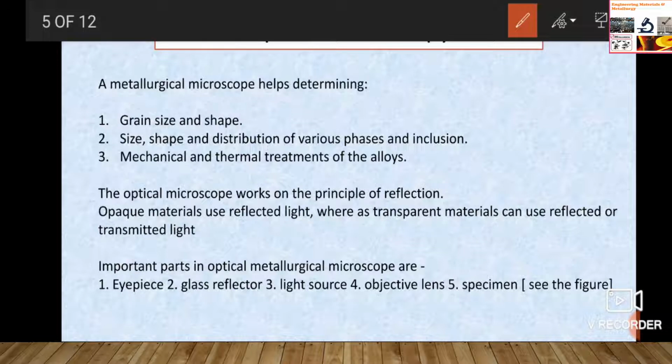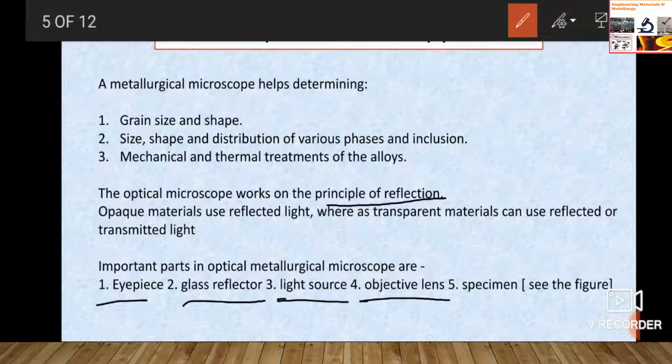The optical microscope works on the principle of reflection. The opaque materials use reflected light, whereas transparent materials can use reflected or transmitted light. The important parts in an optical metallurgical microscope are eyepiece, glass reflector, light source, objective lens, specimen. So let us see the figure.